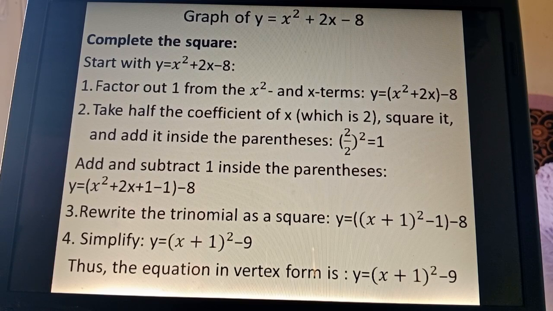So simplify: y equals x plus 1 squared minus 9, because now negative 1 minus 8 is equal to negative 9. Thus, the equation in the vertex form is y is equal to x plus 1 squared minus 9. You see how we cleverly introduce something to solve a problem in mathematics, introducing 1 and subtracting 1.